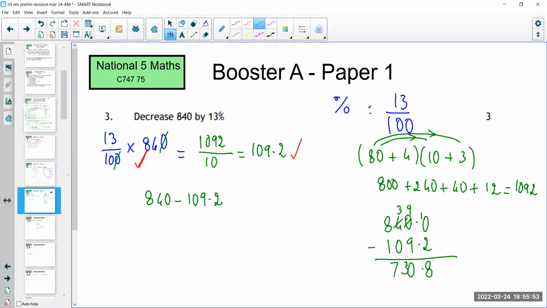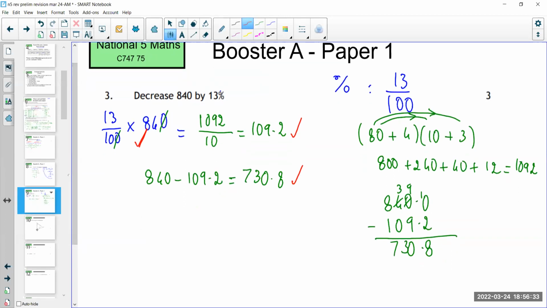So if you think that's too complicated, you can't remember that, break down that 109.2. Okay, so 109.2 is 100 plus 9 plus 0.2. Maybe that way you'll get it. 730.8 would give you your next answers. But at National 5, they expect you to know these. Okay, I'm trying to find you ways to get them back, but there's so much we can do, right? Next question.